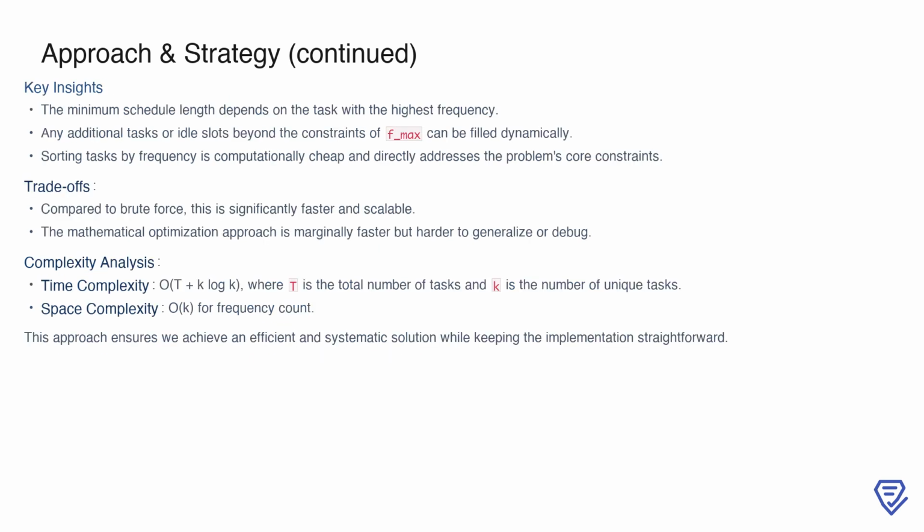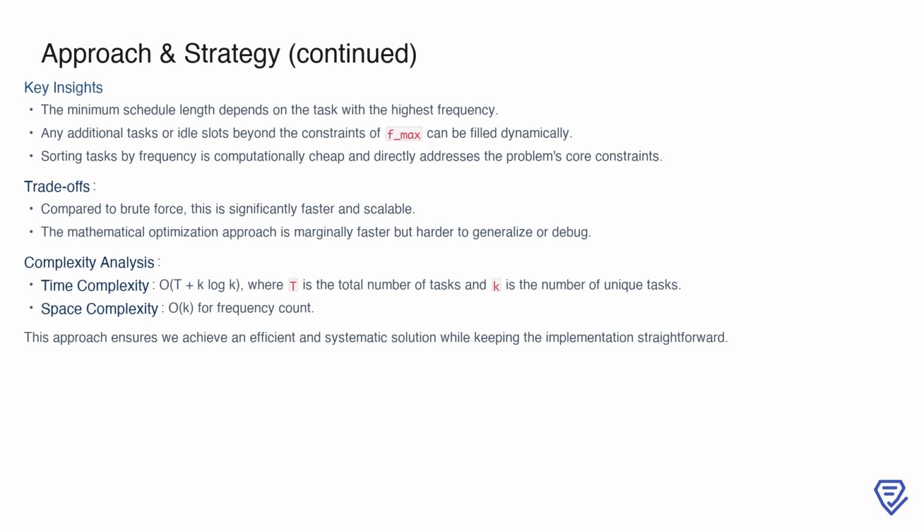The solution hinges on a few key insights. First, the minimum schedule length is determined by the task with the highest frequency. Tasks with lower frequencies or idle slots can be dynamically filled in around this bottleneck. Sorting tasks by frequency not only simplifies this process but is also computationally inexpensive, making it well suited for this problem's requirements. Compared to the brute force simulation, this approach is significantly faster and more scalable for larger inputs.